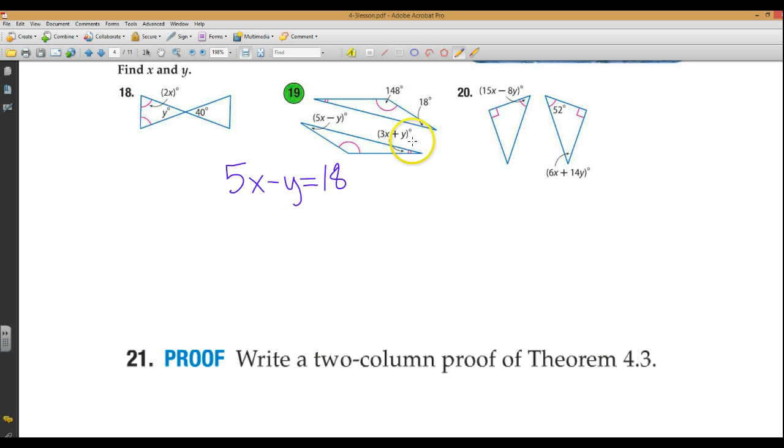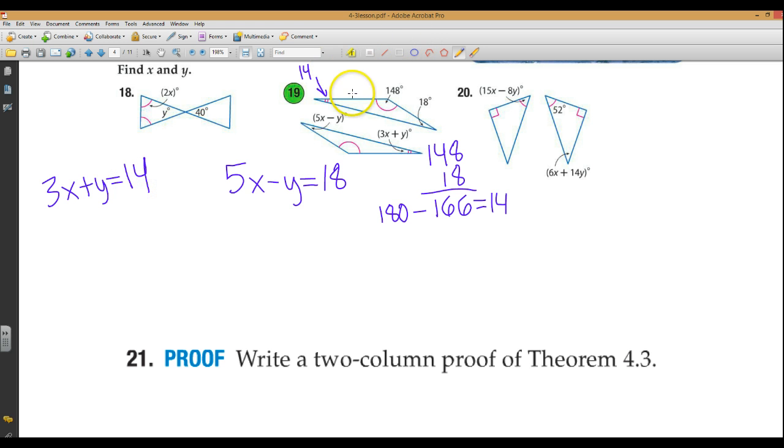And we need to get another equation here, so we know that 3x plus y is equal to this angle. So we need to figure out what this angle measure is, so add these two angles together. And that would be 166, and we want to subtract that from 180, and so we get 14. So we know that this angle measure is 14 degrees, and that angle is equal in measure to this angle. So 3x plus y is equal to 14.